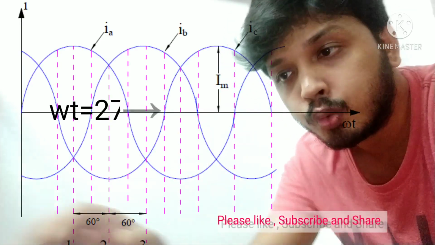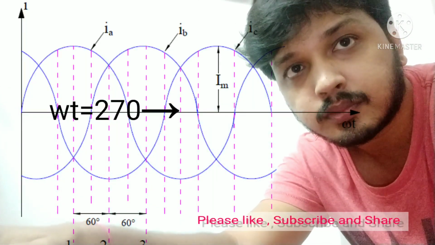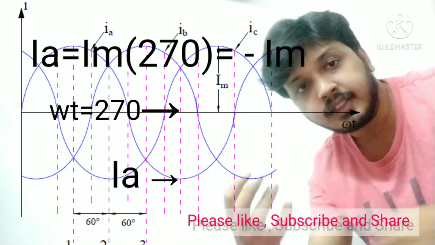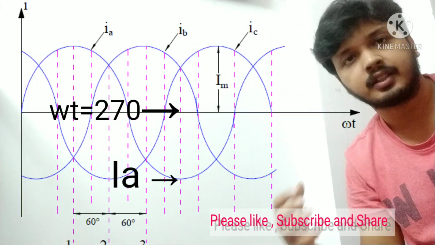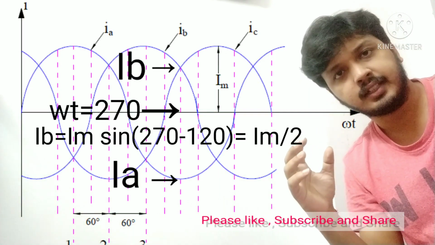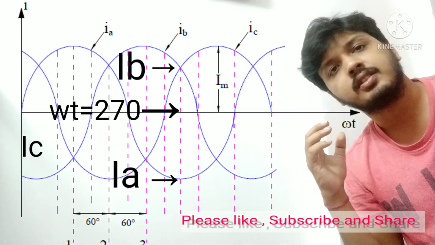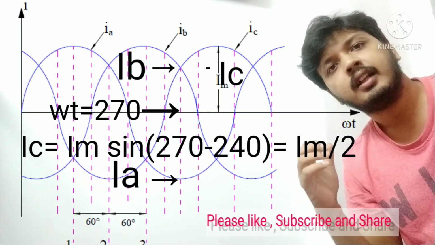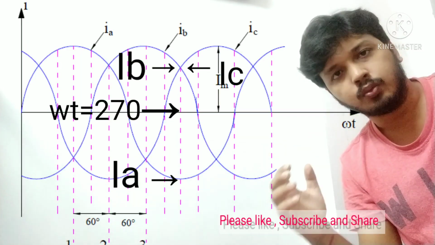When omega t equals 270 degree, IA equals Im sin 270 degree, that is equal to minus Im. IB equals Im sin (270 minus 120) degree, that is equal to Im by 2. IC is equal to Im sin (270 minus 240) degree, that is also equal to Im by 2.